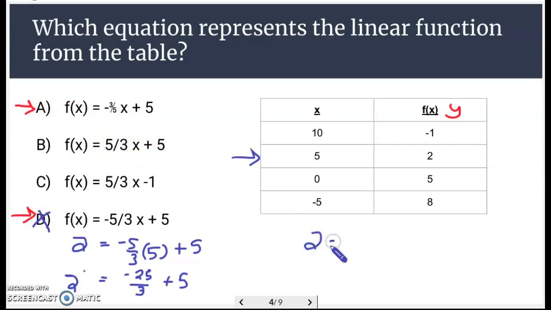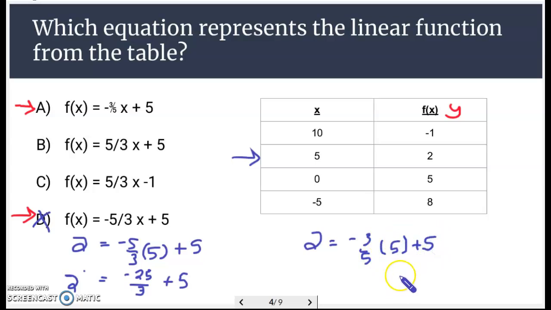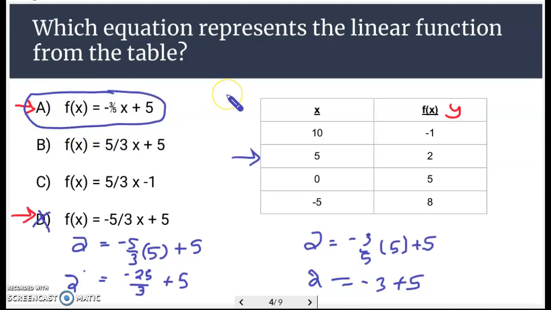2 is the function's value when the x value is a 5. So the 5's cancel, we're left with negative 3 plus 5. Negative 3 plus 5 is in fact 2. So A does work. This function right here, negative 3/5 x plus 5, does model this.